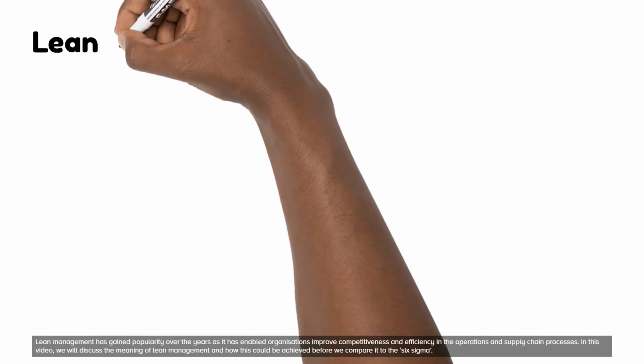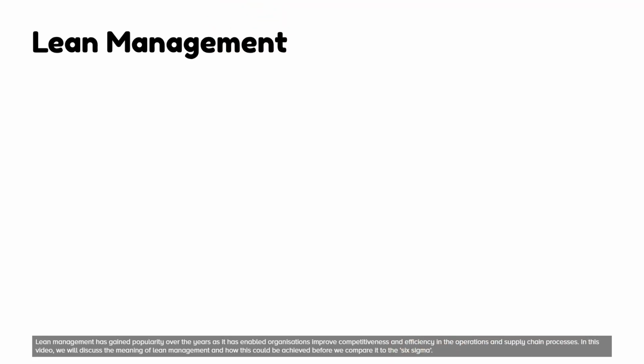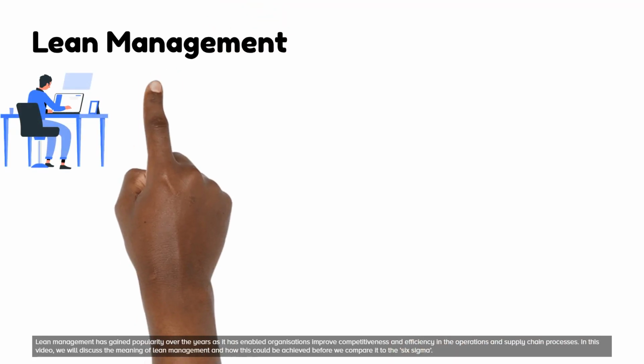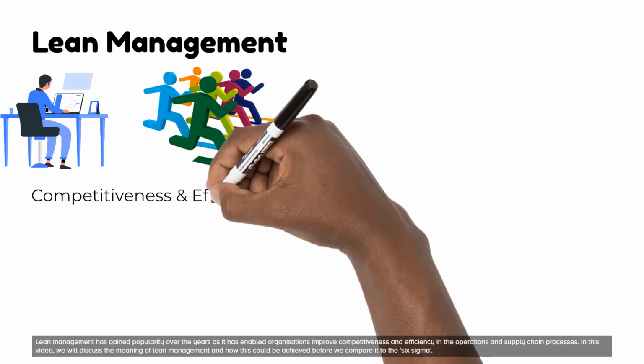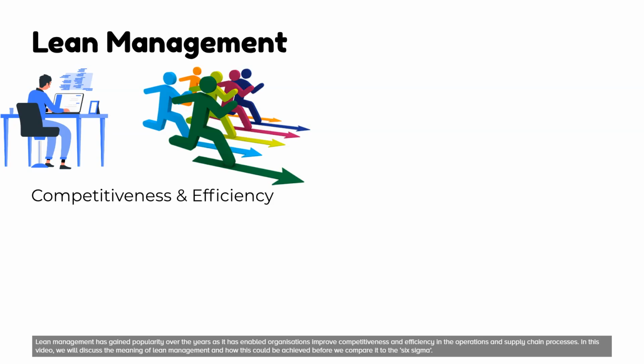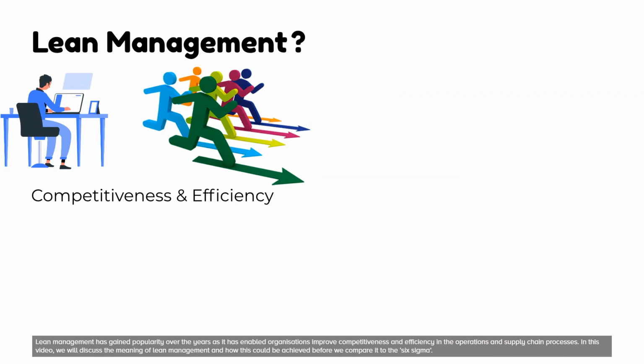Lean management has gained popularity over the years as it has enabled organizations to improve competitiveness and efficiency in operations and supply chain processes. In this video, we will discuss the meaning of lean management and how this could be achieved before we compare it to Six Sigma. So, what is lean management?